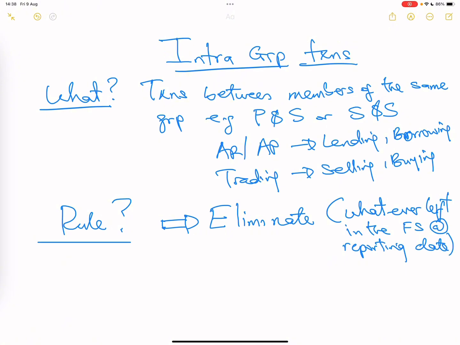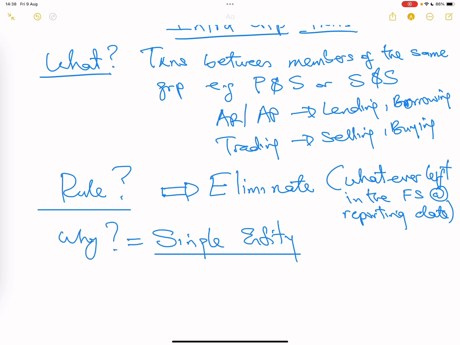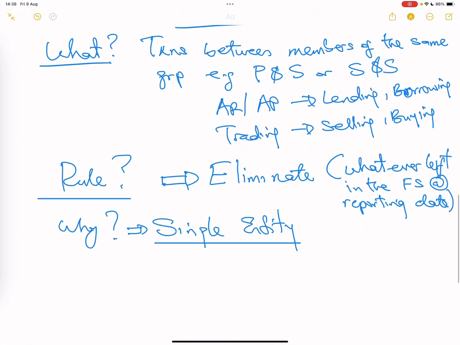Take it off. We don't want to see it. Remove it. And why do you have to remove it? Because remember, it is the single entity concept. When you are doing consolidation, a single entity. So you cannot lend or you cannot borrow from yourself. You cannot sell and buy from yourself because you are seen as a single entity, as a group. So that is why you have to always eliminate intra-company transactions.